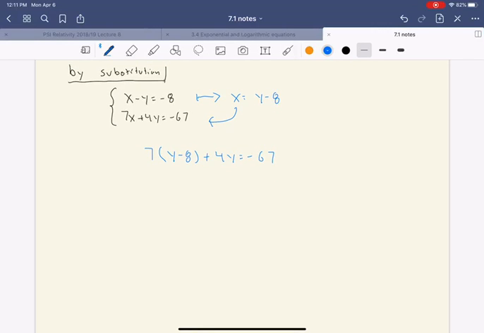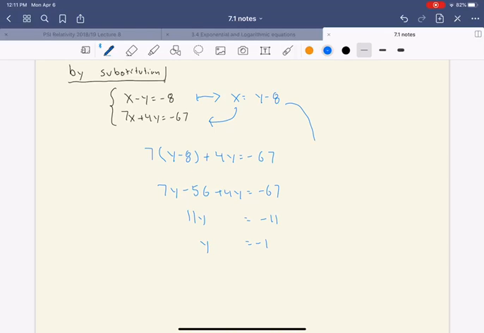Okay, so 7y minus 56 plus 4y is negative 67. 11y equals negative 11. So y equals negative 1.